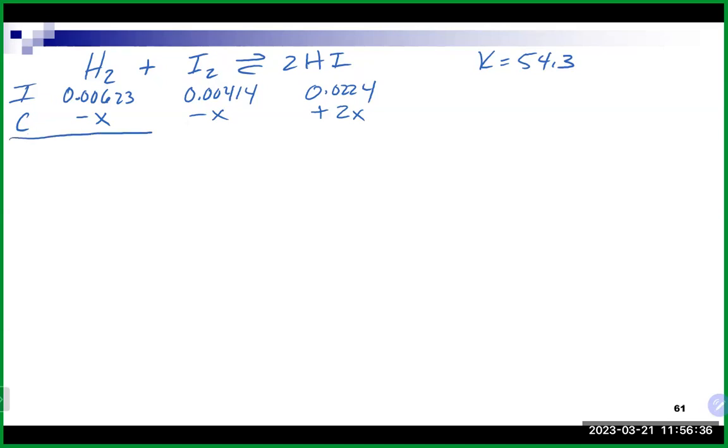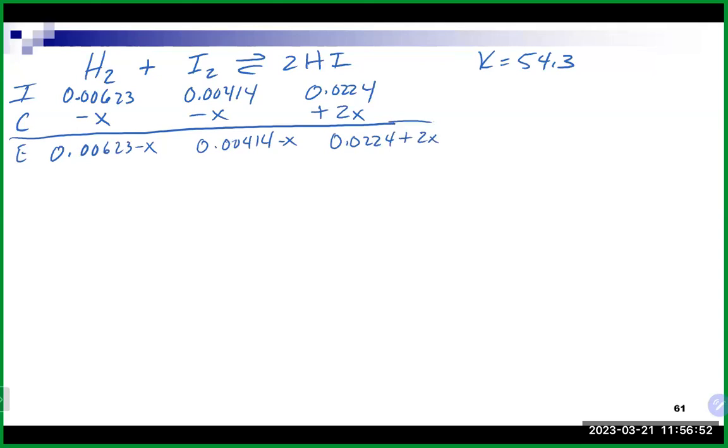Coming down here, we're going to bring everybody down, and we're going to get 0.00623 minus x, 0.00414 minus x, and 0.0224. Once again, that is plus 2x in this case. This is going to go into our equilibrium expression, which is our products, HI squared, divided by our H2 and our I2. In this case, this will equal our 54.3. Any questions on the ICE table here?